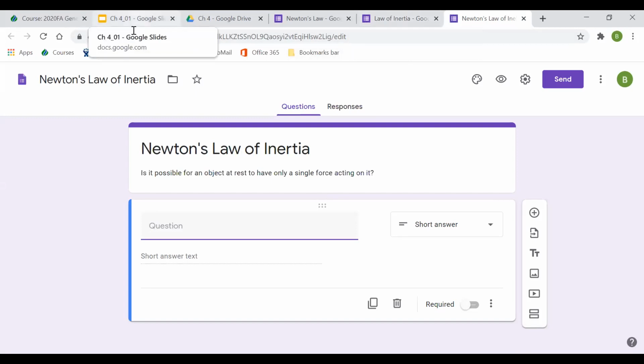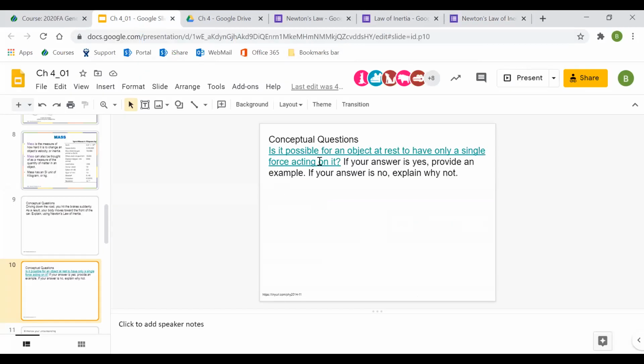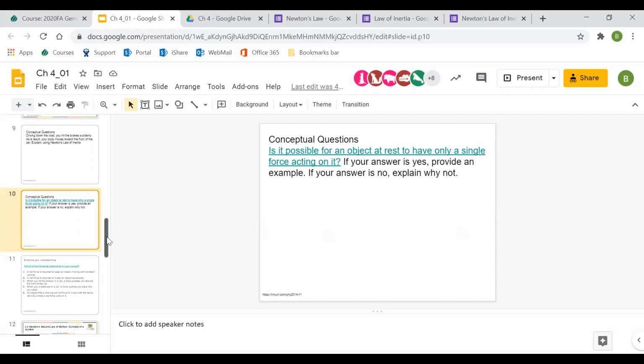You can submit your answers by clicking on the question here. It's okay if you don't have an example. You can just say yes or no for right now. If you can give an example, that would be better.